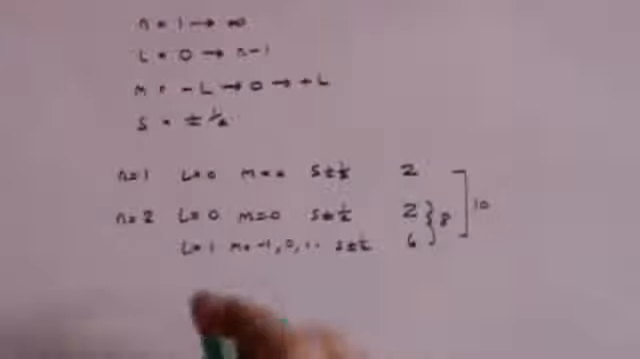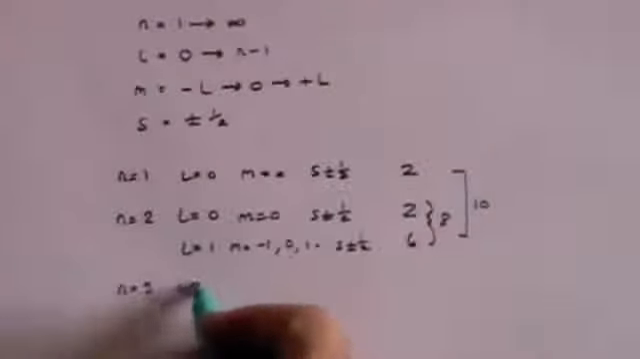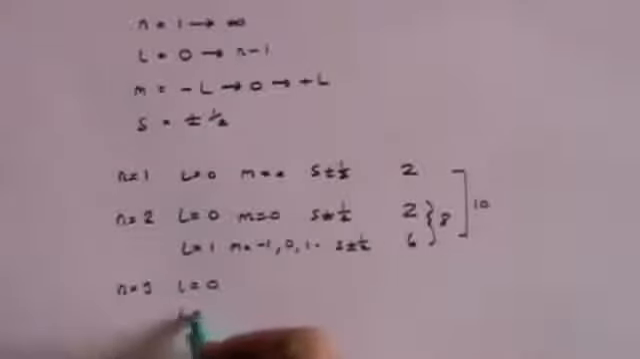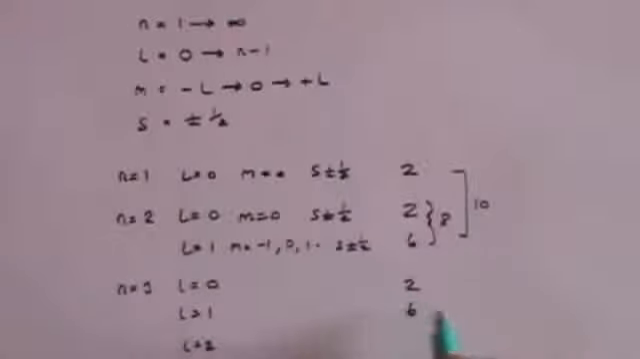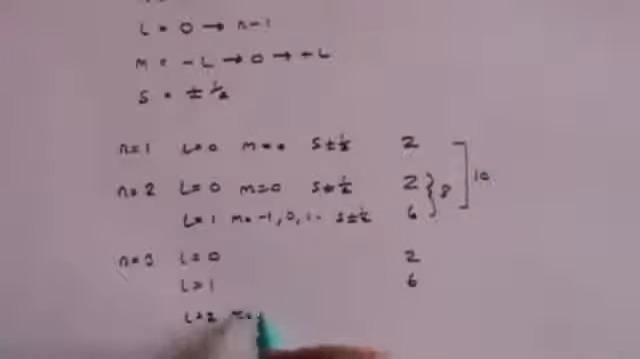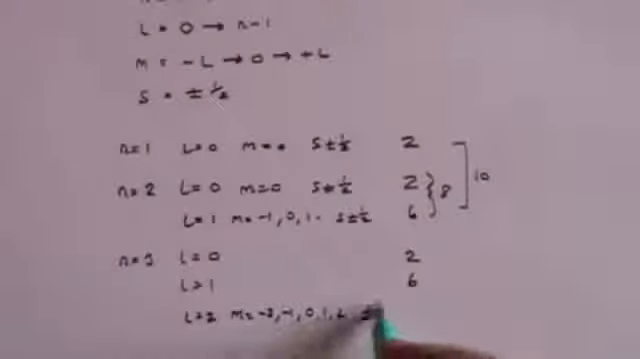If we move on to the next shell, n equals 3, then the options are that L equals 0, L equals 1 or L equals 2. If L equals 0, you're going to get exactly the same thing as here, 2 electrons. If L is 1, you're going to get the same thing here, 6. And if L is 2, then M is going to be minus 2, minus 1, 0, 1 or 2. Each of those 5 levels can have plus or minus a half spin, and consequently you get a total of 10 electrons in the L equals 2 level.